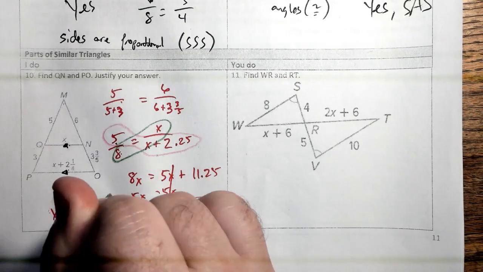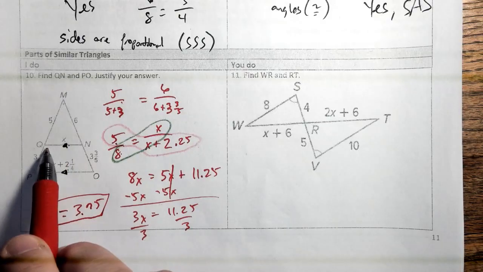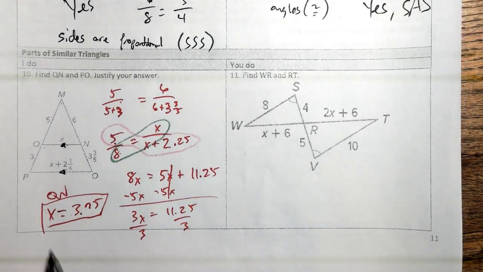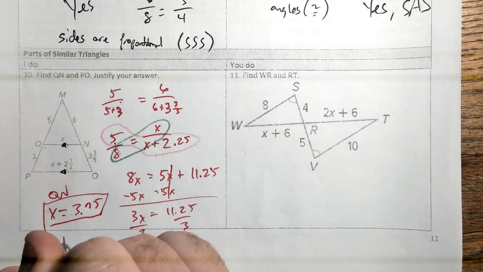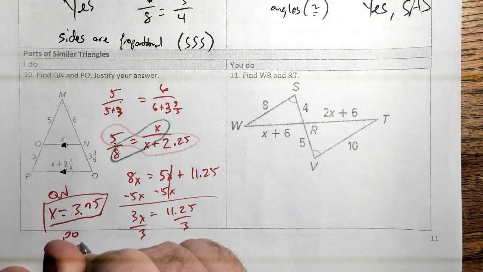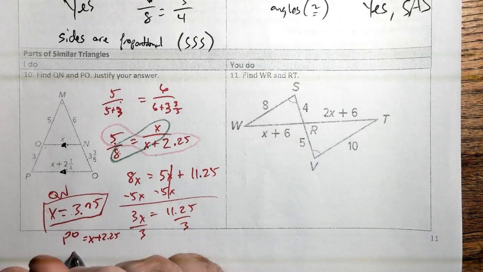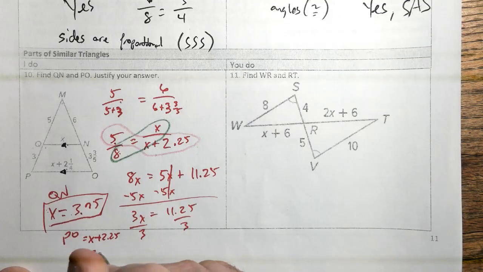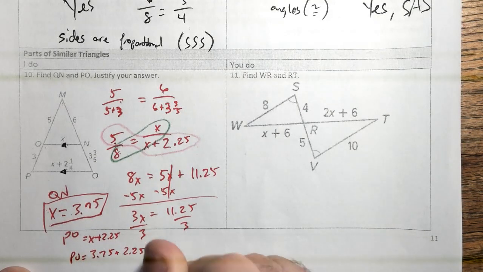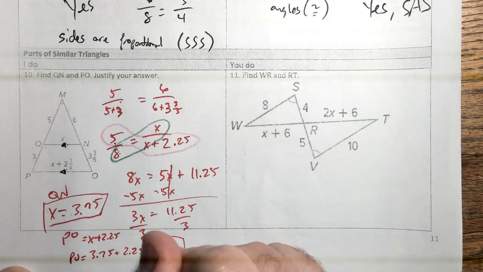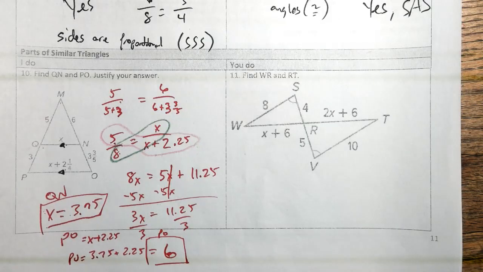Now, they wanted QN, so x, which was QN, was 3.75. Now, PO is x plus 2.25, so PO is 3.75 plus 2.25, so you add those together and you get 6. Put PO right here. All right, let's do the other side here. Then we flip over and grab the last page.